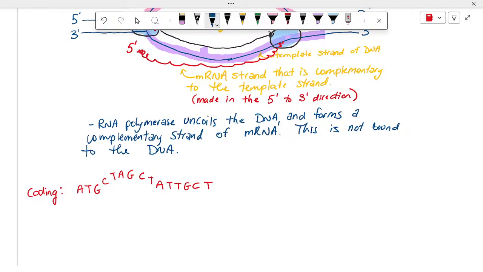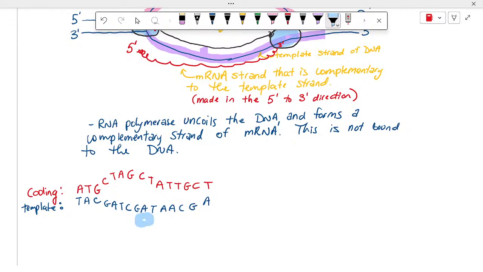And then let's say that we have the complementary strand, what we call the template strand right here. So the template strand would be what? T, A, C, and then G, A, T, C, G, A, T, A, C, G, A. Okay, so now let's imagine that polymerase has made it this far.